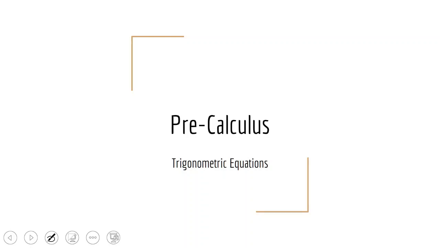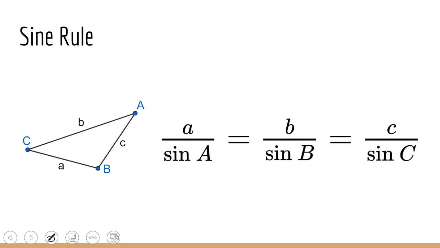In our last trig section here, we'll be learning about two new rules, sine and cosine rule, to work with triangles that do not have right angles. Firstly, we have sine rule.